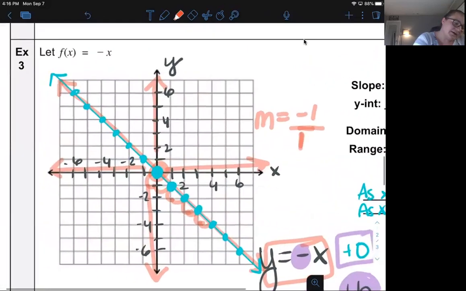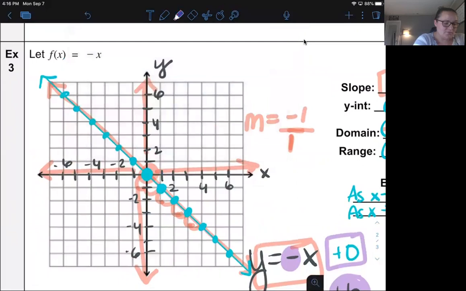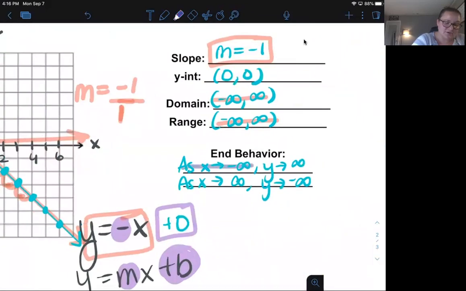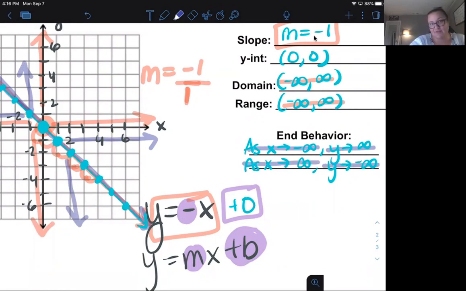For my graph, to the far left, it's extending upwards. So as my x values decrease, my y values increase. That means that as x approaches -infinity, my y's approach +infinity. Then to the far right of this graph, my x values increase while my y values decrease. So as x approaches +infinity, y approaches -infinity.